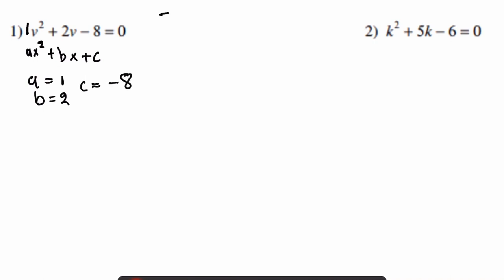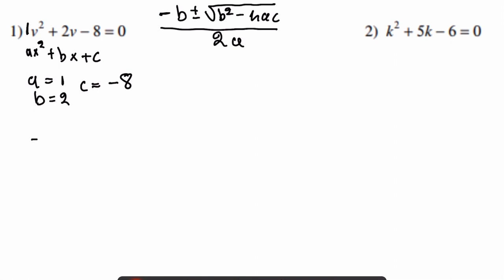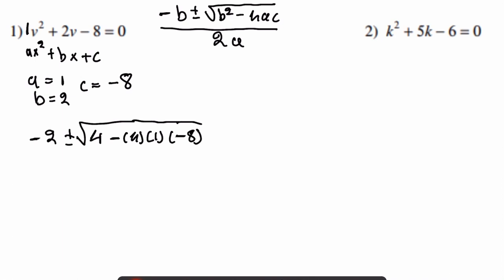Now we use the quadratic formula, which let me write here is negative b plus or minus the square root of b squared minus 4ac all over 2a. And by the way, it's helpful to memorize this formula. So let me go ahead and now solve for this. We have negative b, so negative 2, plus or minus the square root of b squared. So 2 squared is 4, minus 4 times a, which is 1, times c, which is negative 8, all over 2a, which is 2.